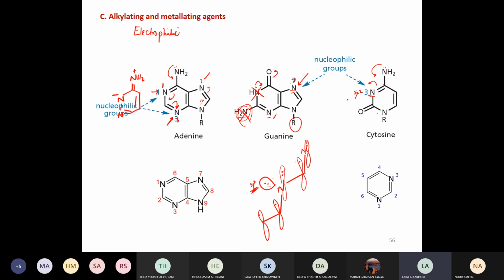هلا 3 بسيتوسين غير عن 3 بالجوانين غير عن 3 بالادينين. لا هي experimentally most of the alkylation بصير عندك على nitrogen number 7 بالجوانين. هلا بصير على 1 و 3 بادينين. alright. بصير عندي على 3 بسيتوسين لكن mostly على الجوانين number 7.